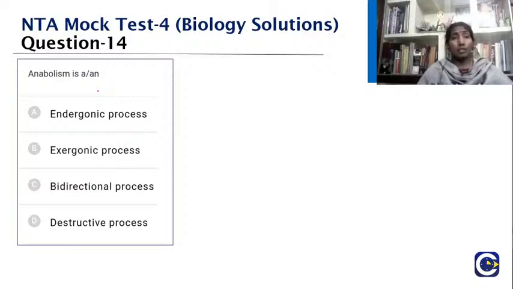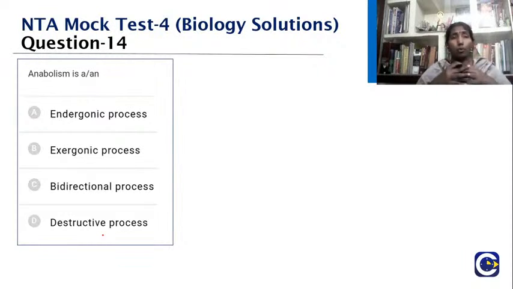Anabolism is an endergonic process, exergonic process, bidirectional process, or destructive process. When I say anabolic process, it's an endergonic reaction in which the products have more energy than the reactants, as they require an input of energy. For example, small amino acids get built up, which is an anabolic process where a protein molecule is formed. That is how growth of a cell or tissue is brought about.